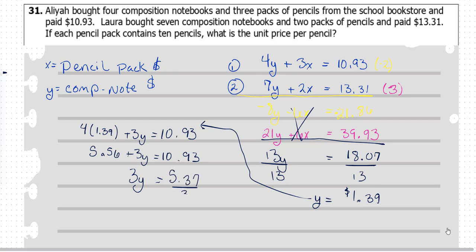So when I divide both sides by 3, I get that, oops, I was using the wrong letter. That's supposed to be an X.